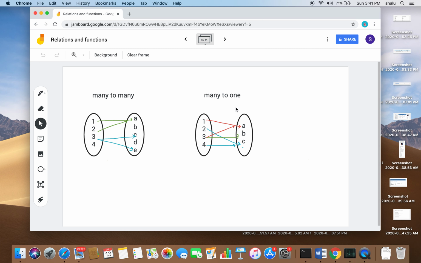Fourth is many-to-one. So many elements here can be mapped with 1. So as you can see, 1 and 3 are mapped with A, 2 and 4 are mapped with C. So these are the 4 kinds of relations we have.